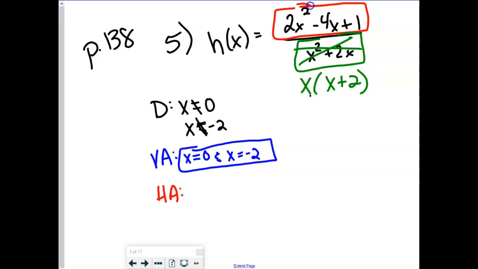You can go back to the original version though, guys. You have 2x squared over x squared. Is that top heavy, bottom heavy, or equal weight when you compare the degree? That is equal weight. So equal weight means that you look at the leading coefficients, and your horizontal asymptote is at y equals 2 over 1, better known as y equals 2. That's all they want you to do on number 5. Don't go through all the other steps.